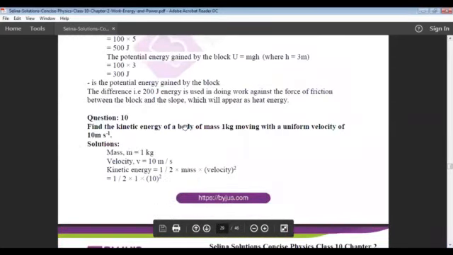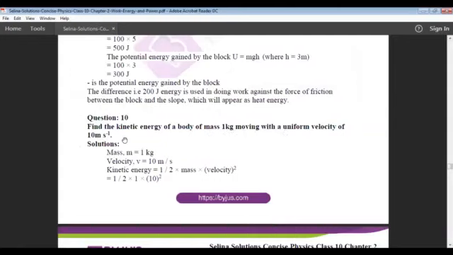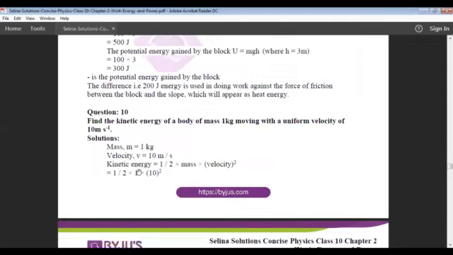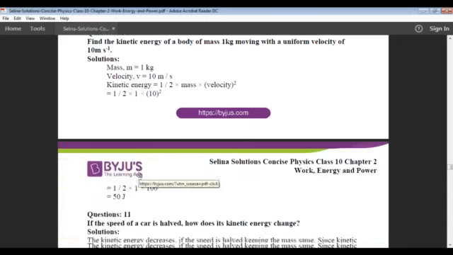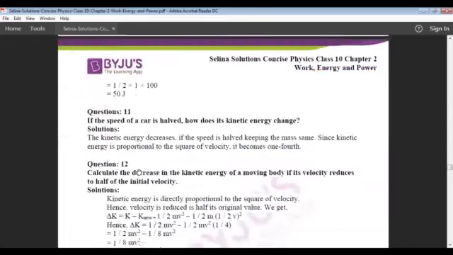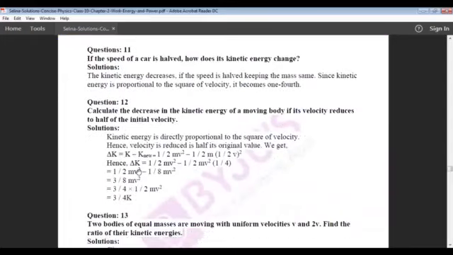Find the kinetic energy of a body of mass 1 kg moving with a uniform velocity of 10 meter per second. So here you have mass m and velocity v, that is 10 meter per second. The expression for kinetic energy is half mv square. Therefore, if you substitute the values, you are going to get the kinetic energy as 50 joules.